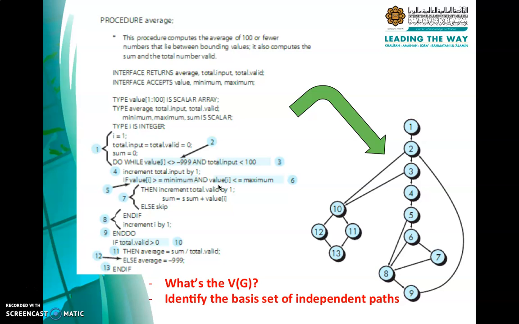I will give you an exercise. For example, if you are given this flow graph, how do you determine the cyclomatic complexity? How do you determine the value of V(G)? How do you know what the basis set of independent paths is? I will leave this as an exercise.